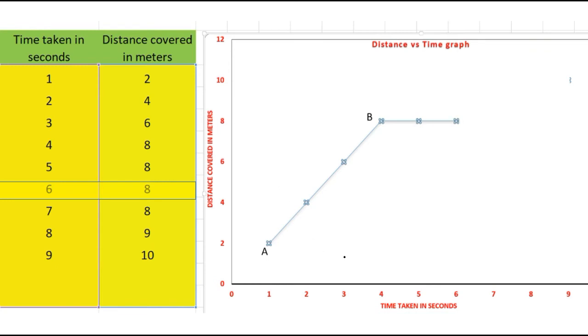Therefore, again it will be in the same direction, and till even the 7th second, it is still at 8 meter distance, which means that the vehicle is just standing there at 8 meter distance, right? So you get a graph this way.